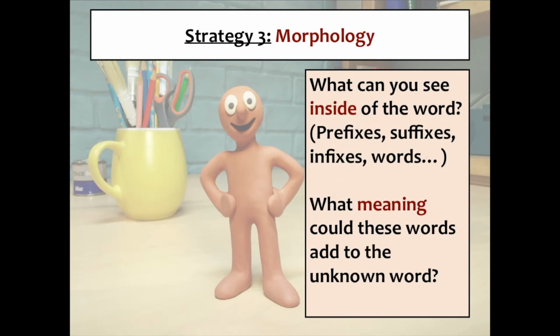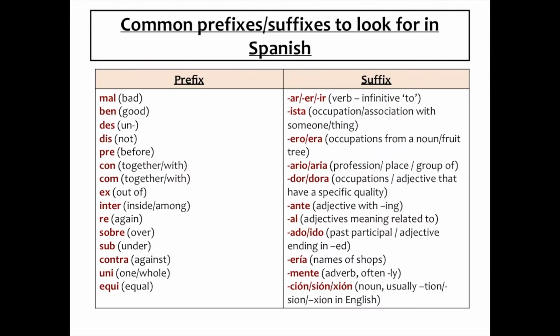Sometimes, however, words are not as easy to fathom out, and this is where you have to look at something that's called morphology. Now, the reason why it's called morphology is because infixes, prefixes, suffixes can often alter the meaning of a word. And it's basically about what you can see inside of the word and how it adds to the meaning of an unknown word. So let's have a look at a couple of examples.